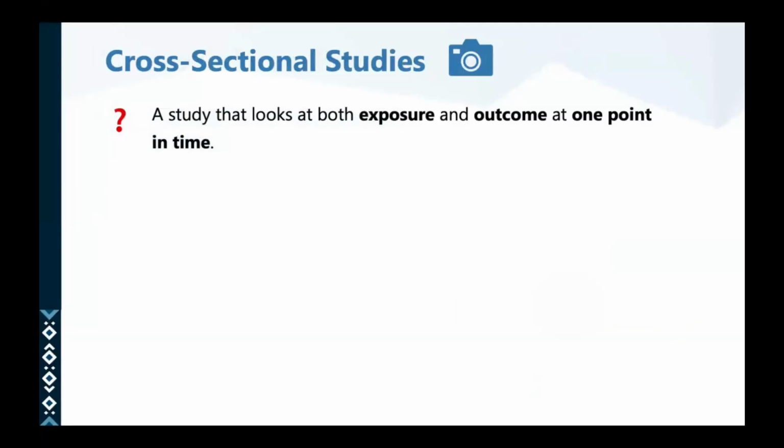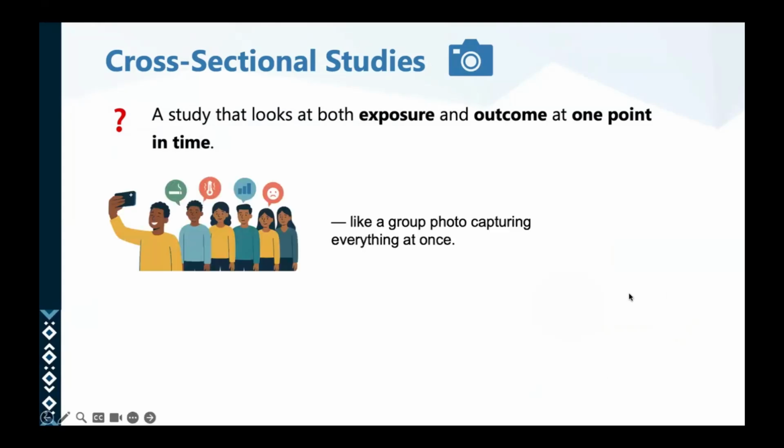So let's start with cross-sectional studies. A cross-sectional study is a study that looks at both the exposure and the outcome at the same time. When you think about it, think of it as a snapshot. Like you can see in this photo, you have people who have the exposures, the outcomes, all, and you're taking a snapshot, kind of a group photo. You're capturing everything at once.